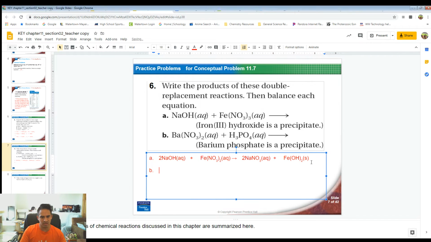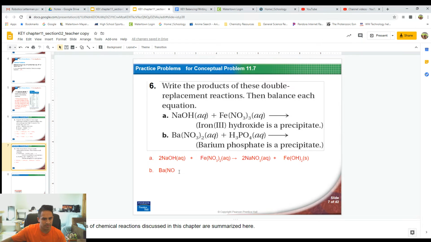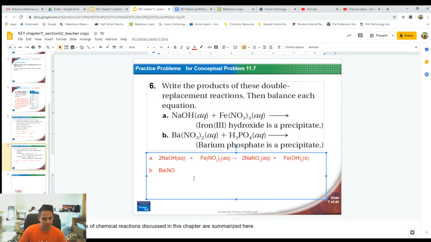Okay, so let's take a look at letter B. So we have Ba(NO3)2, and that is aqueous, reacting with H3PO4, and that is also aqueous. All right, so again, double replacement. So the barium and the hydrogen are going to swap. So we will have, and again, let's write our ions so we know.